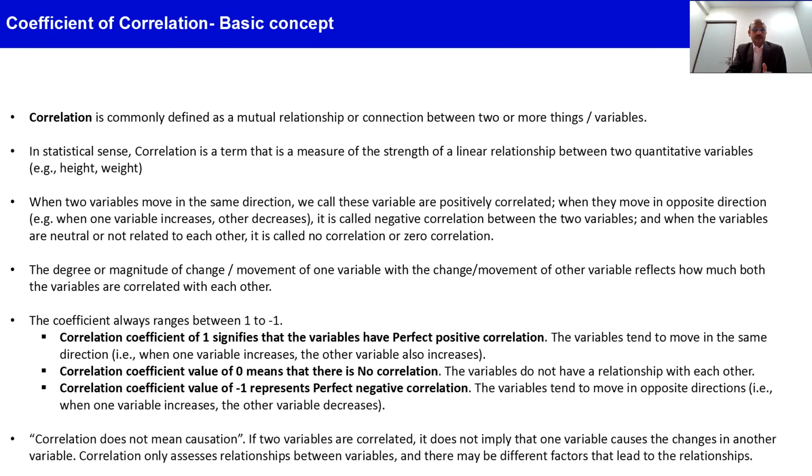However, one should understand that correlation does not mean causation. If two variables are correlated, that does not necessarily mean that movement in one is the cause of movement in the other. That's not necessarily true. Correlation only assesses the relationship between the variables, and there may be different factors that lead to the relationship. So it should not be construed that perfect correlation means there is a cause and effect relationship between the two.